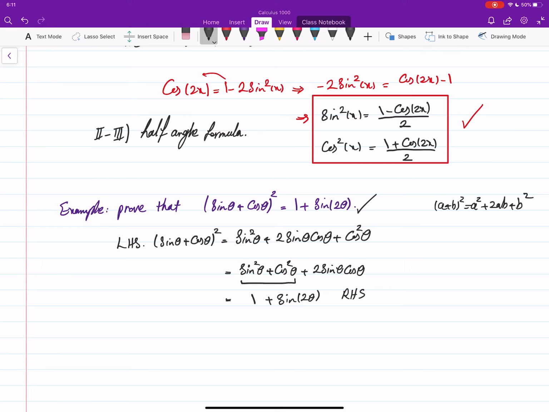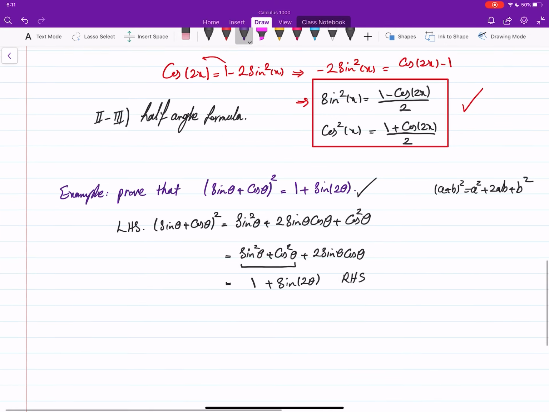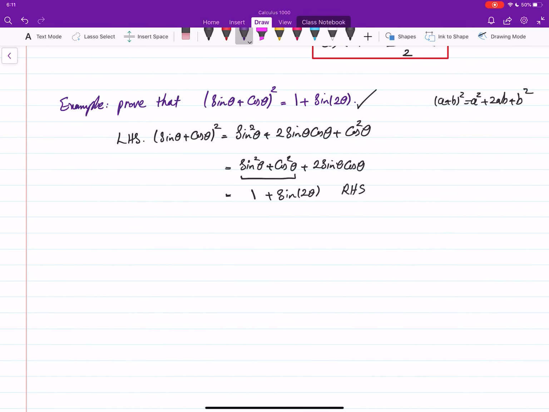Well, sometimes with these identities, you can use these ones to solve equations. For example, find all x's in 0 to pi such that 2 cosine x plus sine 2x is equal to 0.